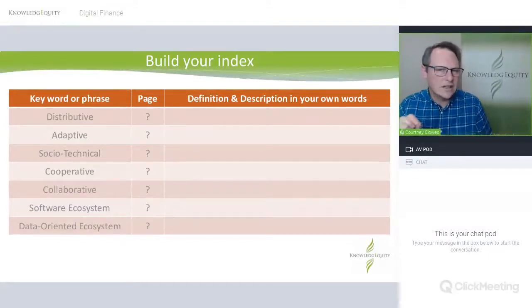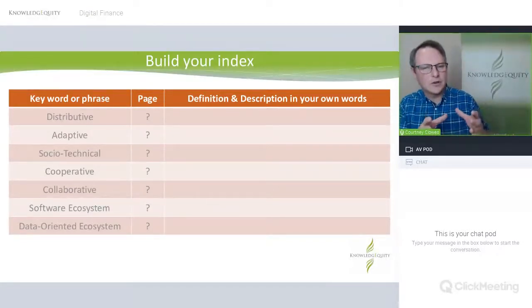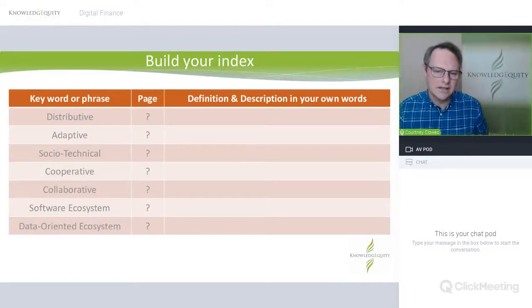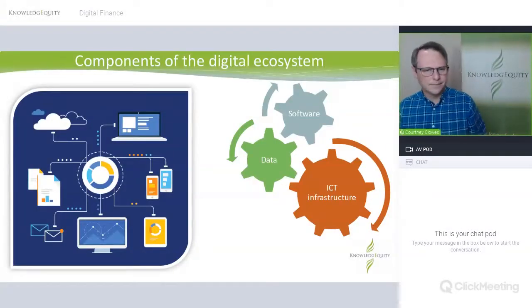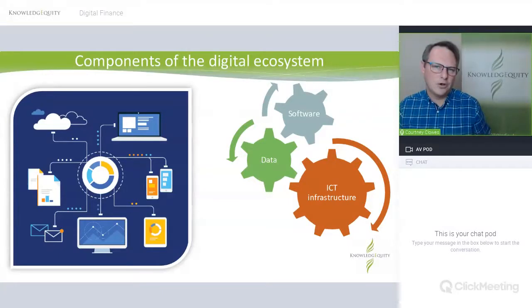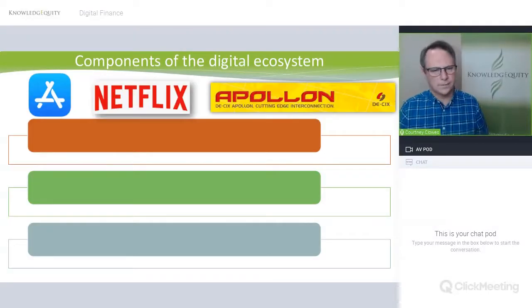You're not going to use that index in your exam. By the time you get to your exam, you're going to know each of these concepts incredibly well, but this is how you build up the knowledge in your mind to successfully master the materials. So the three main components of the digital ecosystem: software, data, and then the underlying infrastructure, the ICT infrastructure.